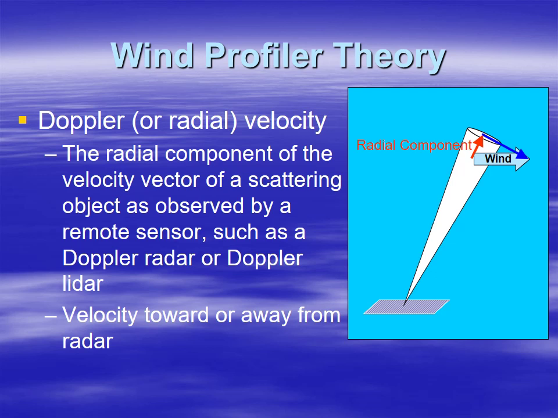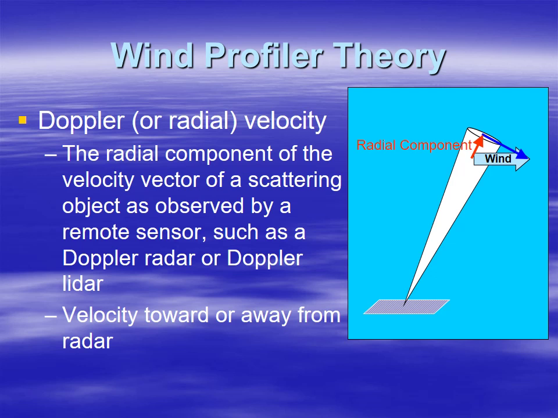So wind profilers use Doppler velocity techniques to measure the wind. As we said, Doppler, the theory, can measure the radial component. So it can measure whether the wind is moving towards or away from the radar with respect to the beam. Since these are vertically pointing radars, it can detect whether it's moving away from the ground or towards the ground, which seems kind of strange.